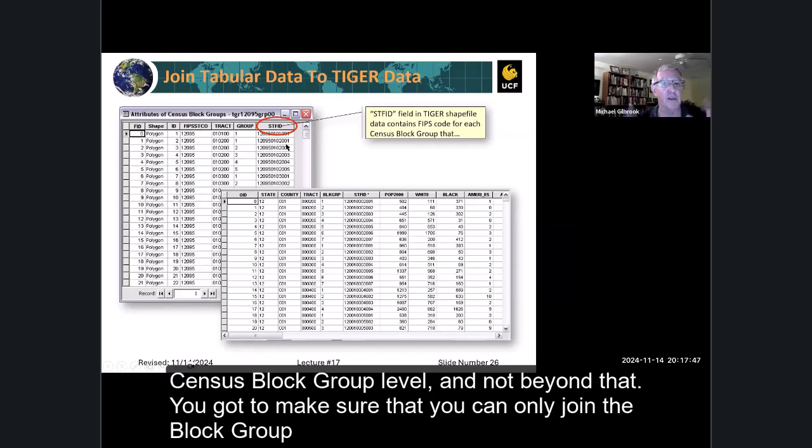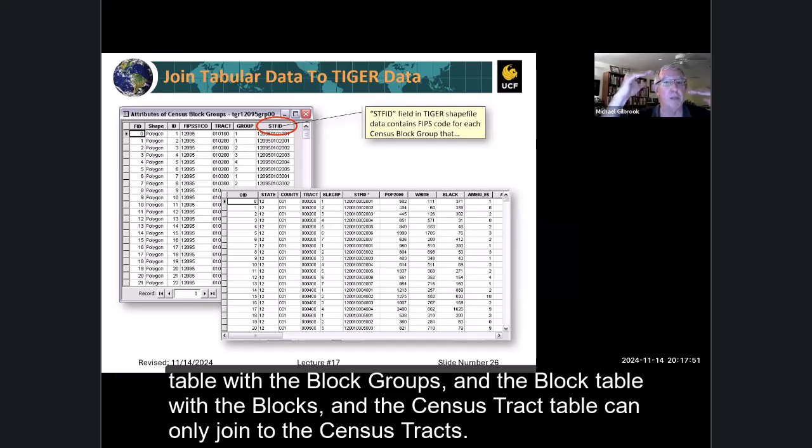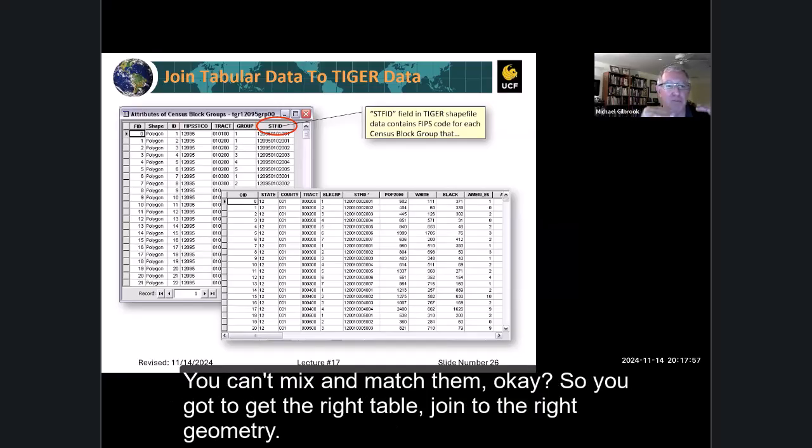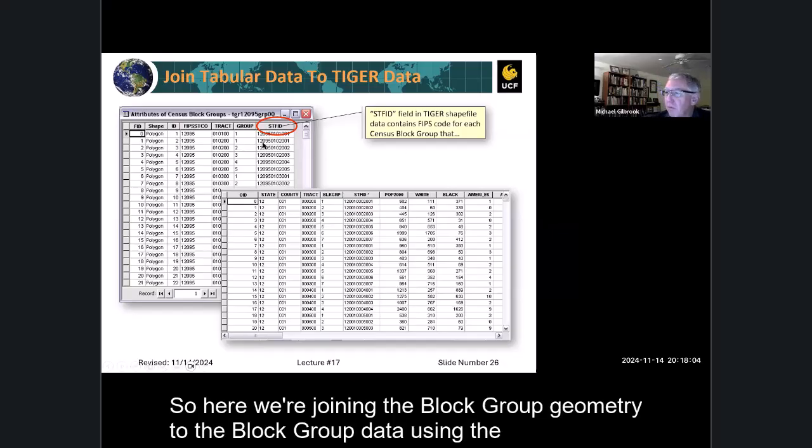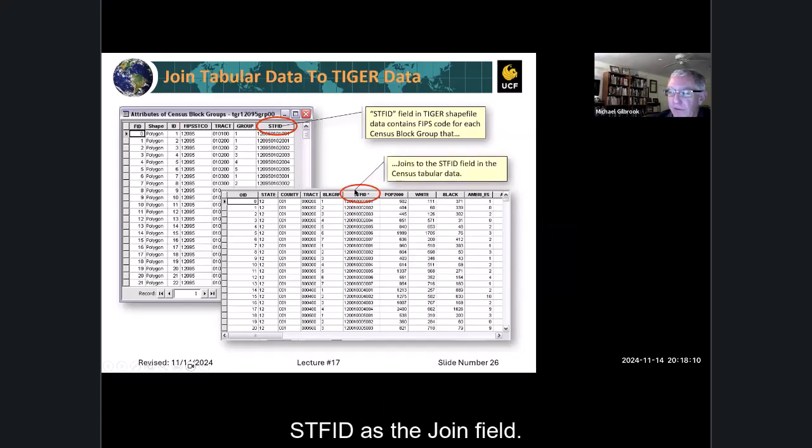You got to make sure that you can only join the block group table with the block groups and the block table with the blocks. And the census tract table can only join to the census tracts. You can't mix and match them, okay? So you got to get the right table joined to the right geometry. So here we're joining the block group geometry to the block group data using the STF ID as the join field.